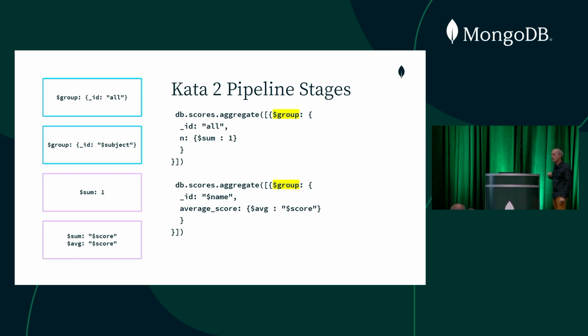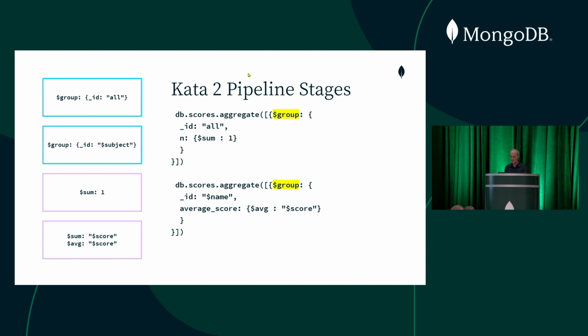Okay. Yes, sir. Yes. So the question is, can you group by multiple values? And the answer is yes. Just as we saw that you can say match on multiple fields, inside the ID, I can put a squiggly brace and put field A colon value A, field B colon value B. So yes.